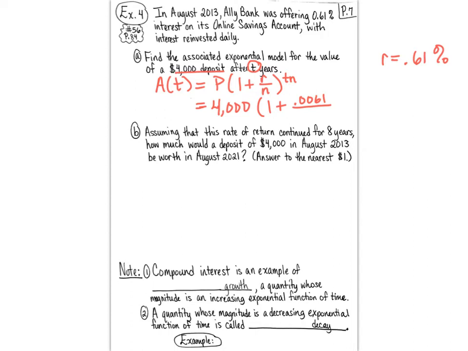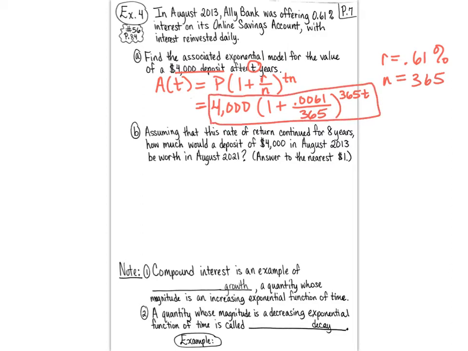Remember, n is the number of times per year, and for this specific problem, it says the interest is reinvested daily, right? How many days are there in a year? 365. So n for us is 365. So we divide 0.0061 by 365, and then we raise that to 365t. So this is our model.